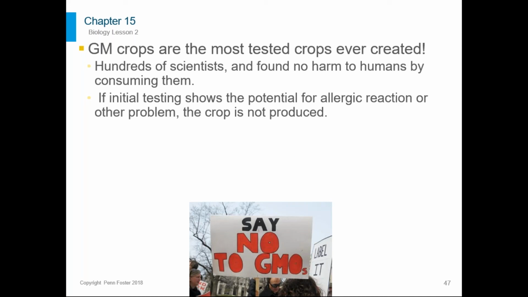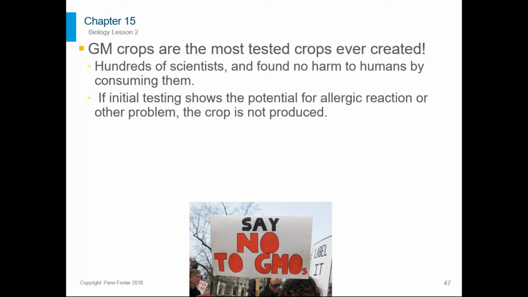And in addition, the resulting crops have been the most tested crops ever created. So I've seen a lot of anti-GMO campaigns complaining, well, there's no independent testing on GMO crops. And this is not true. Each GM organism that's on the market now has been tested by hundreds of scientists from a lot of different places, tested in lots of different countries all over the world, and found no harm to humans by consuming them.